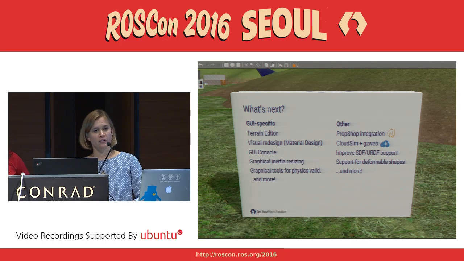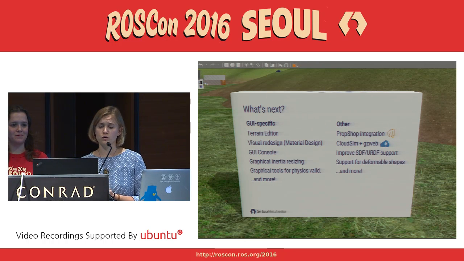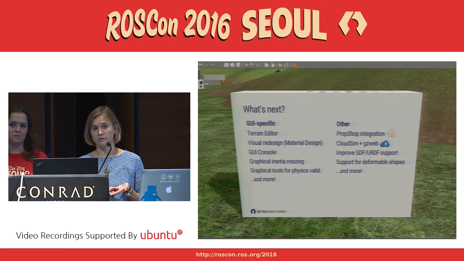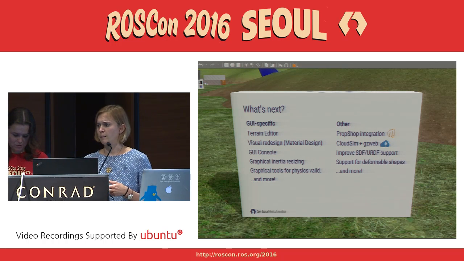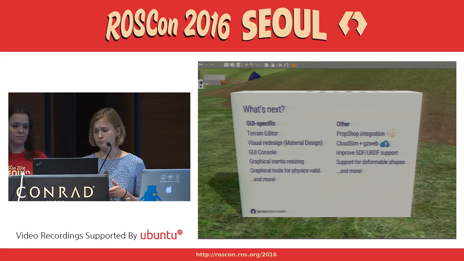One is a terrain editor, so you'll be able to, within the GUI, create a customized terrain. We're working on a visual redesign slowly. If you notice, the plotting utility had a much different look and feel that was based on Google's material design. So we're slowly moving in that direction. That was kind of a prototype, just to get a more cohesive look across the whole system.